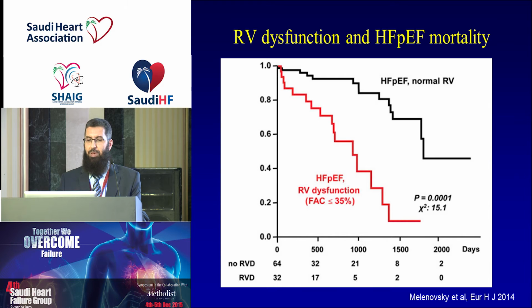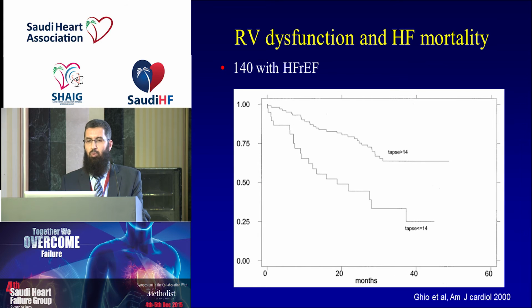And this one, based on invasive assessment of pulmonary pressure and RV function, shows a significant reduction in survival in patients with impaired RV function. Now, this study was one of the earliest looking at TAPSE, from the Stefano Ghio group in Pavia. They looked at 140 patients with HFrEF, and you can see that a cutoff of 14 millimeters really discriminates between patients with better survival and patients with worse survival.